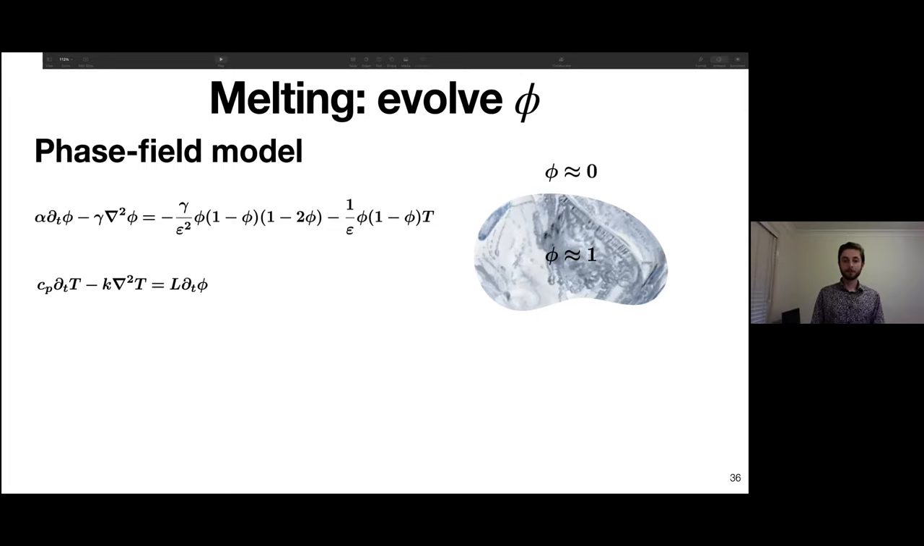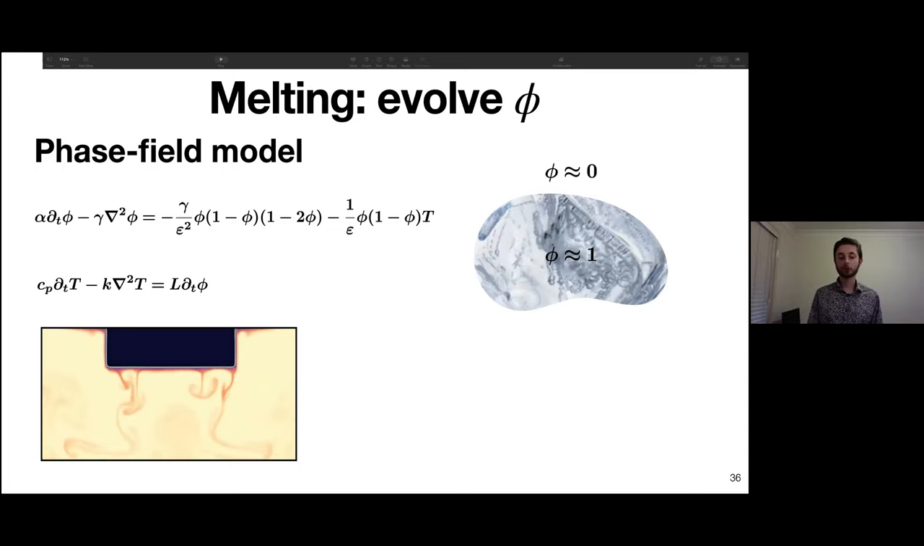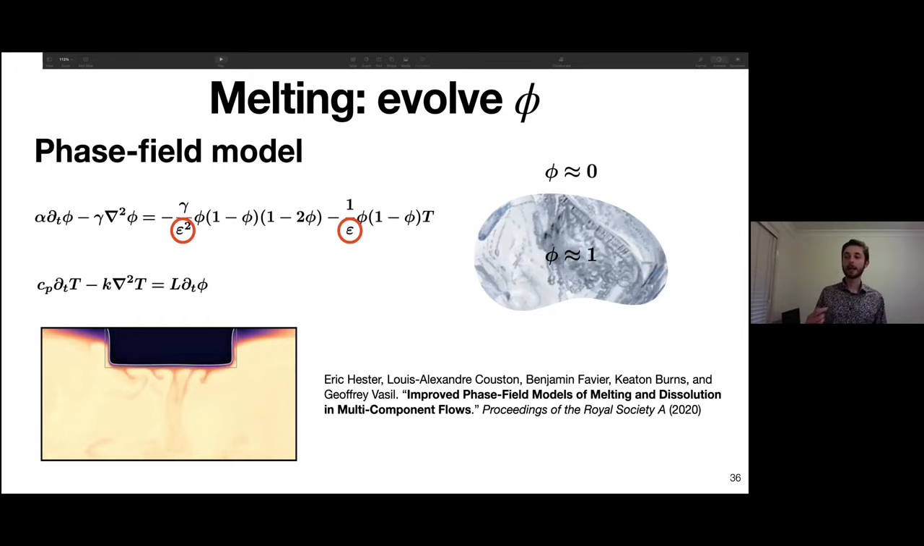By simulating these models and also incorporating the effect of salinity, you can simulate melting ice in salt water. So this is a temperature field of a block of ice melting in salt water. Now, again, there's epsilons in our equations. So you can do the same steps of analysis to understand the causes of the error and cancel out the leading order terms. And the details of that are in our Proceedings A paper. But the point is, we can simulate melting ice in salt water. Isn't that cool? What can we do with it?